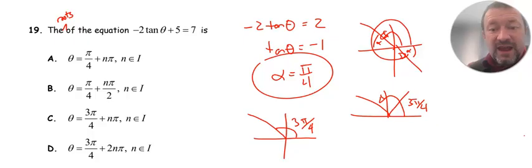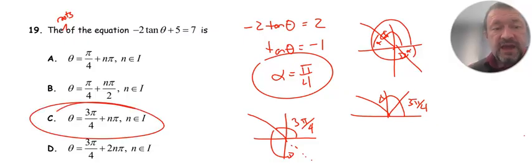I can get the next angle down here by simply adding pi to it. And in fact, every time I then add pi beyond that, I keep cycling between those two terminal arms and those two sets of angles. So what I need is 3 pi over 4 plus multiples of pi. And we can see right there, that is answer C.